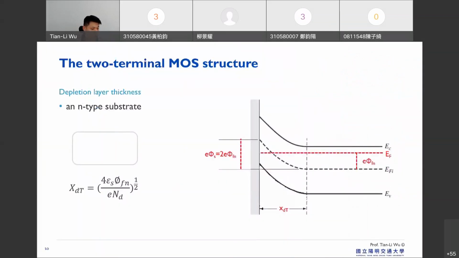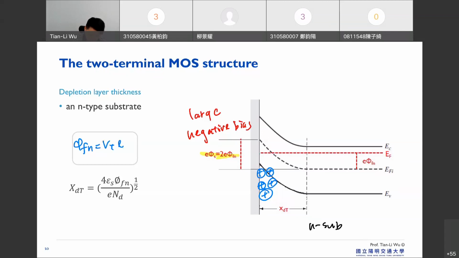Okay, on the other hand, if we consider the N-type substrate here, then we can see how holes can be generated as well. This is still the same: phi s will be equal to 2 phi Fn, the condition for the threshold hole condition. Under this condition, we start to have holes accumulating here. We have a hole accumulation. This is the case where we have a large negative bias, so holes accumulate below our dielectric. And the equation here is still the same: phi Fn is equal to Vt natural log Nd over Ni.